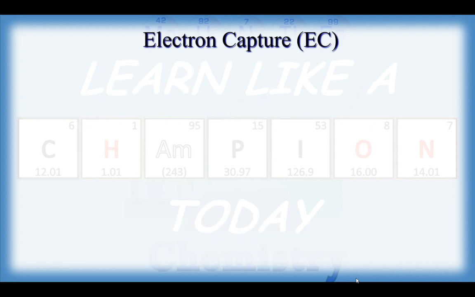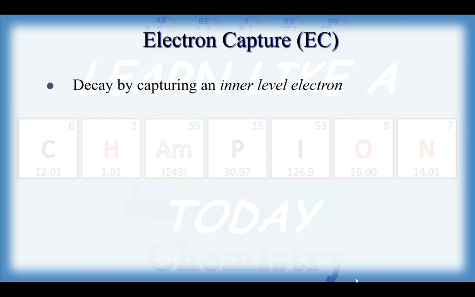Electron capture is another method of radioactive decay. This occurs by the nucleus capturing one of the inner core level electrons. This used to be referred to as K capture because before we got into naming 1s, 2s, and levels that way, they had different names based on letters, like the K level electron. So this is also known as K capture.